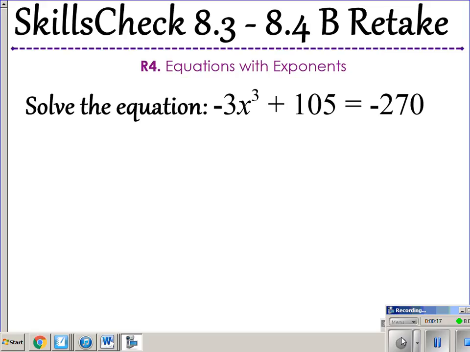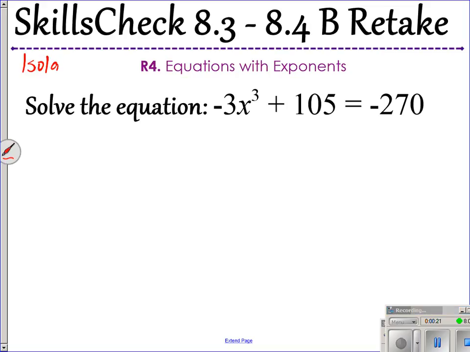So the goal to doing a question like this is to really isolate the term with x and the exponent. So the x cubed term in this case. We need to get this by itself. And in order to do that, we have to work the order of operations backwards, which means getting rid of any addition or subtraction first. So we're going to get rid of the plus 105 by subtracting 105 from both sides.